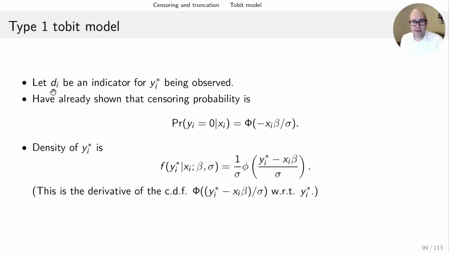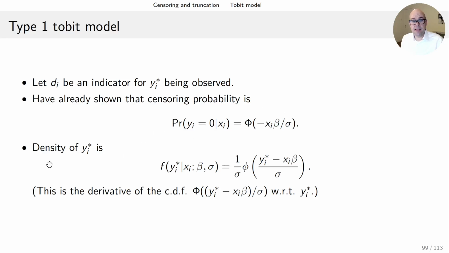In order to do that, let's define an indicator di that is equal to 1 if yi star is being observed. We have already shown that the censoring probability is this one here. So it's the probability that yi is actually equal to 0 given x. That was the standard normal CDF evaluated at minus xi beta divided by sigma, where sigma is the standard deviation of this normal distribution. Beta and sigma are both parameters that we wish to estimate in the end of the day. So that's one part, one building block that we'll need.